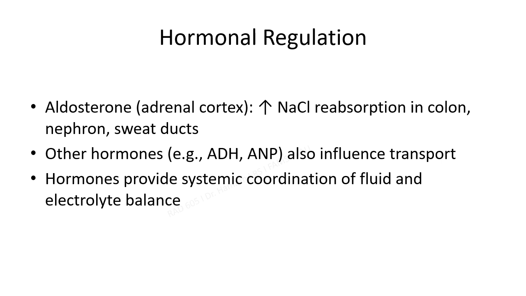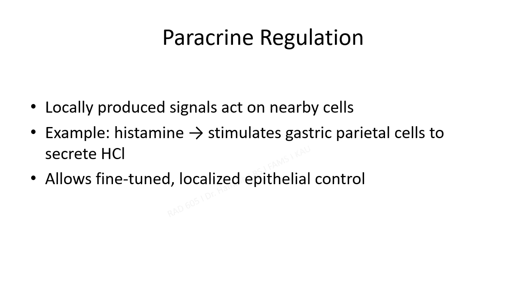Aldosterone is a steroid hormone produced by the adrenal cortex, and this is an example of a hormone that regulates sodium chloride transport in the epithelial cells. We will talk more about aldosterone in the renal system, and its mechanism and function will be introduced in the endocrine system.